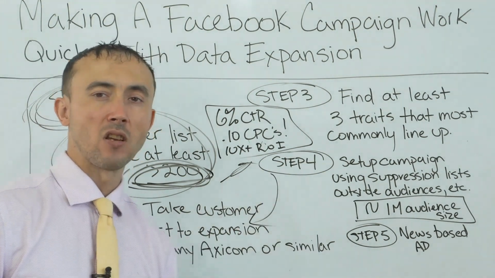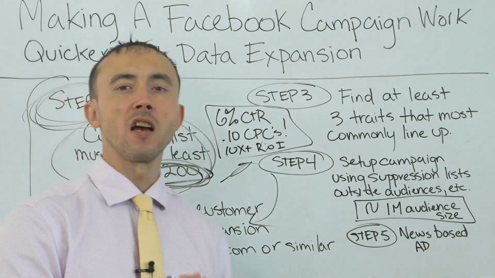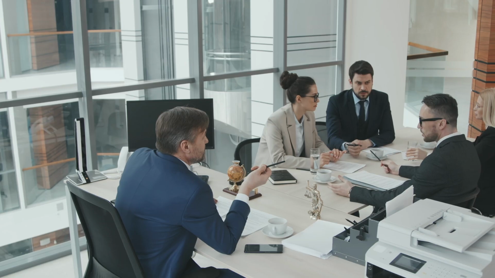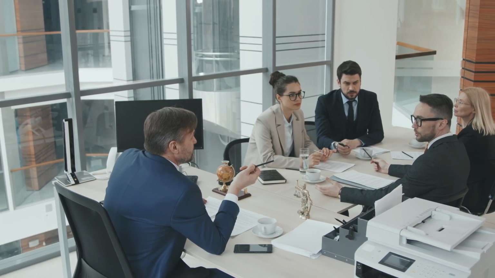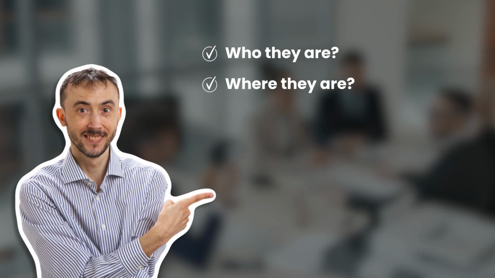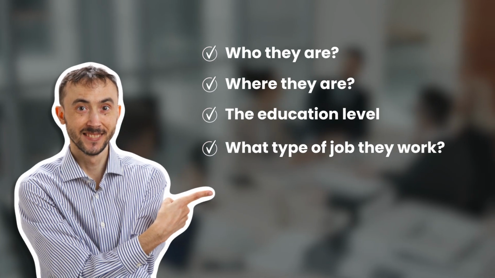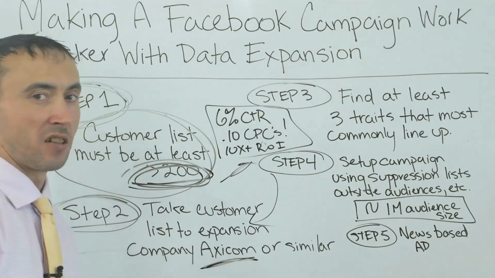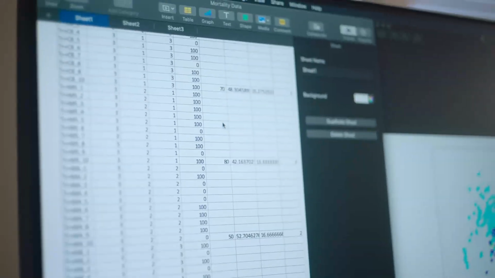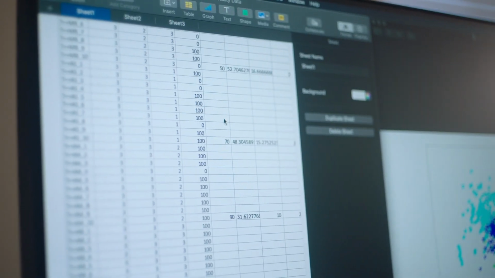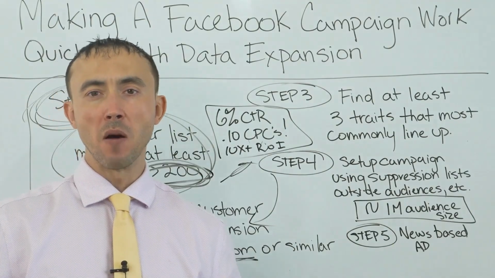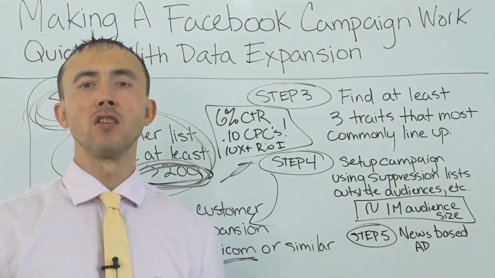I talk about this quite often on this channel, but with your customer list, there are companies that will tell you a lot more things about your customers: who they are, where they are, their education level, what type of job they work at, on and on. One I would recommend is Acxiom. They have the most data. They have a list of 40,000 individual traits that they keep tabs on in the American public. You can also do this outside the US as well.